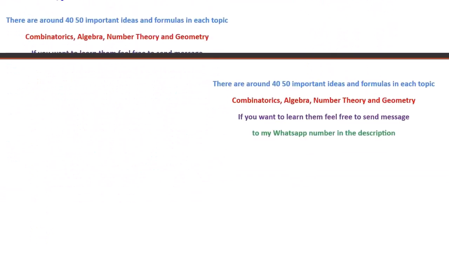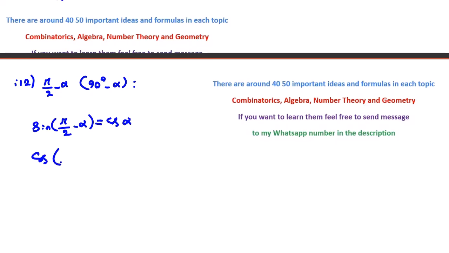Idea 12. Okay, what is idea 12? Sine of pi over 2. This angle is pi over 2 minus alpha, 90 degrees minus alpha. Sine of pi over 2 minus alpha equals cosine alpha. Cosine of pi over 2 minus alpha equals sine alpha.